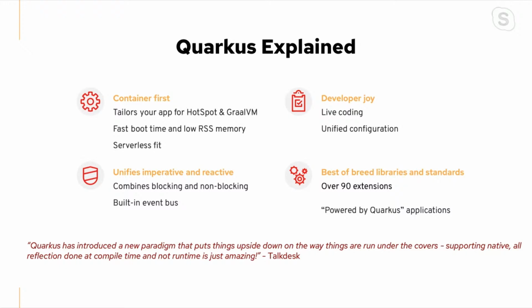It unifies imperative and reactive. Quarkus has a reactive core, which is based on Vert.x. It's non-blocking, and it combines blocking as well. So that's a very cool feature in Quarkus and a unique feature in Quarkus.